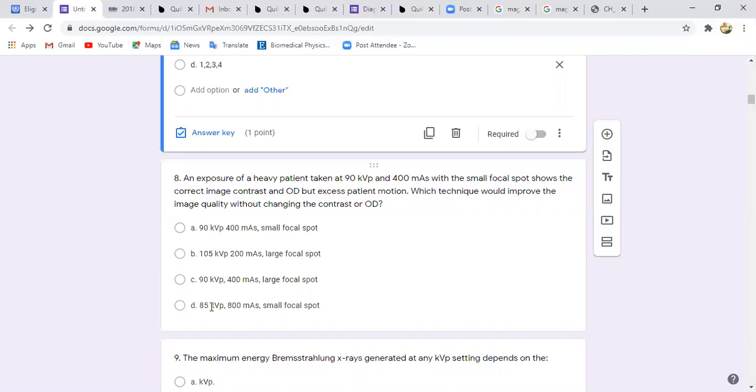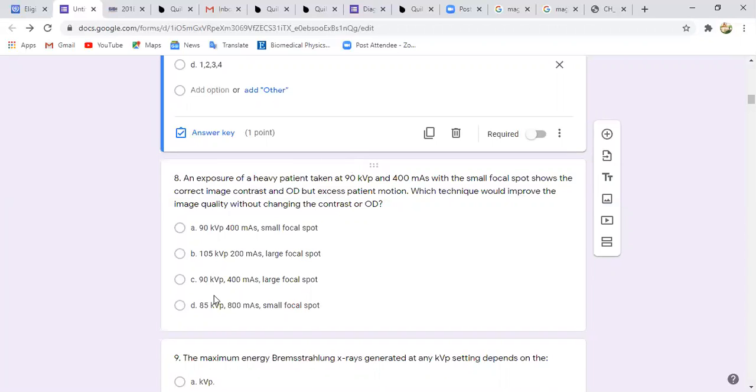D will give us a kind of better contrast, but we are still using a small focus. Motion and sharpness will still be an issue here because of the patient's size. So we just switch to the large focus spot, with everything else remaining constant: large focus spot and 90 kVp, the same exposure parameters as before. Just select the large focus spot on the console, and that does it. So I think the only answer here is C.